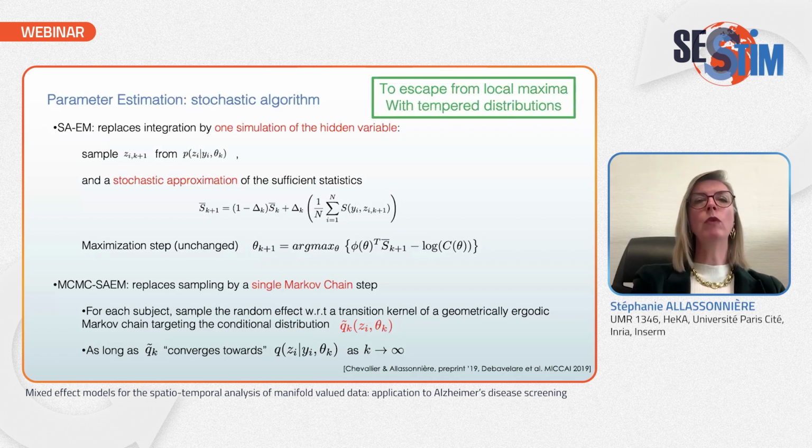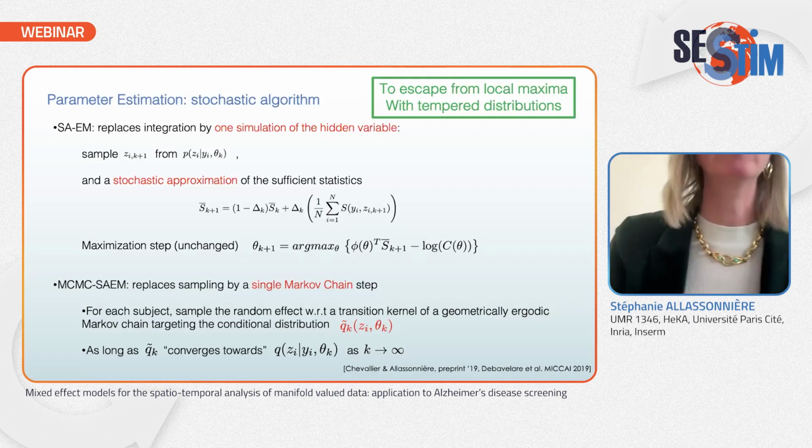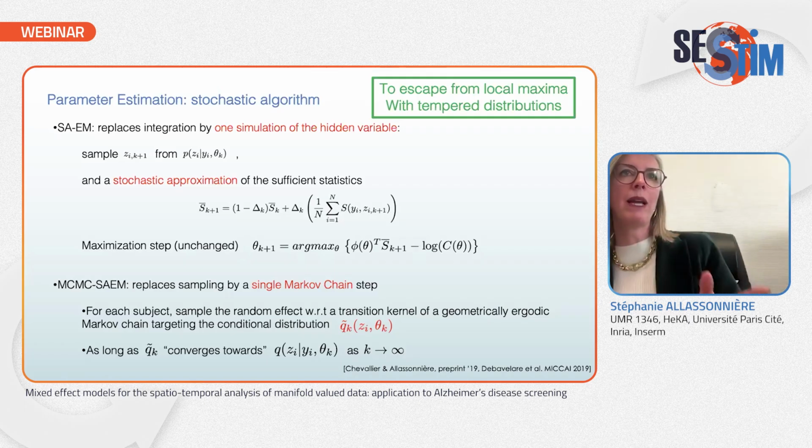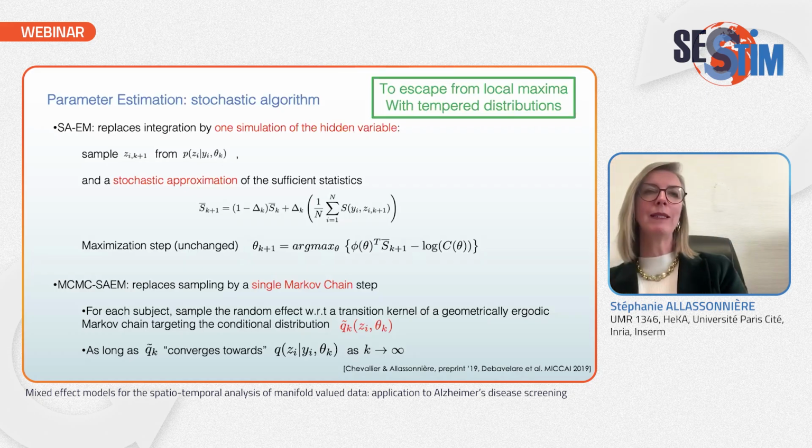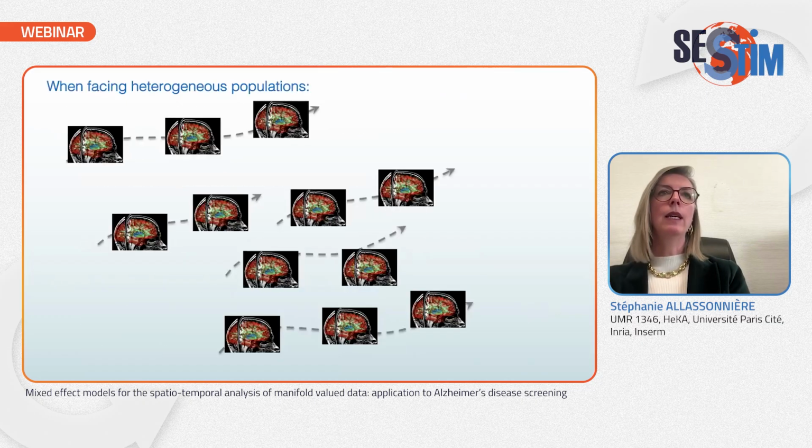So we are able to produce a sequence of theta that will at the end converge toward what we expect to be global maxima. We have the proof toward local maxima, and in practice, thanks to this tempering situation, we are able to escape local maxima. Right. If you face heterogeneity, what's happening?